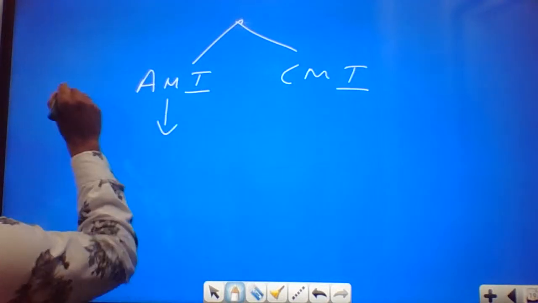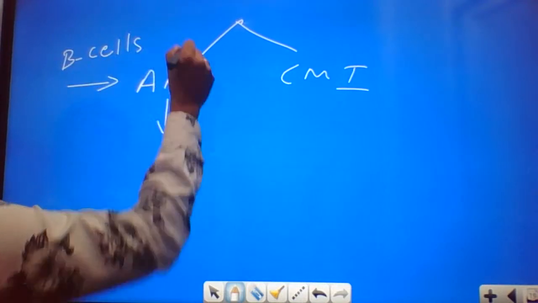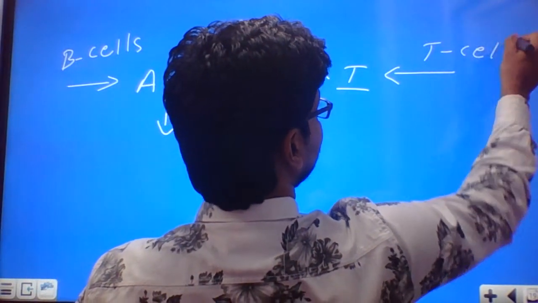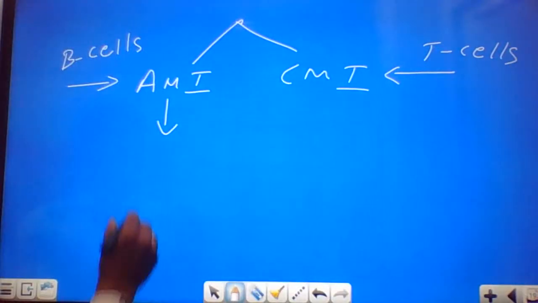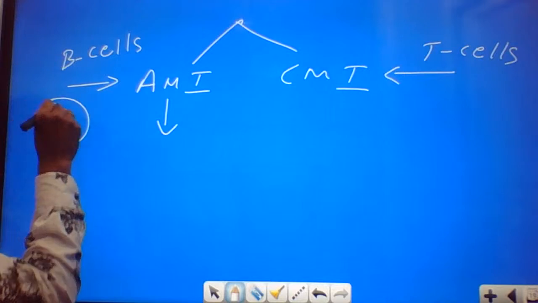Antibody mediated immunity is usually performed by means of B cells. B cells mediate the antibody. Cell mediated immunity is usually mediated by means of T cells. The reason is because the B cells, for example, you take this is a B lymphocyte, you're talking about this B lymphocyte.